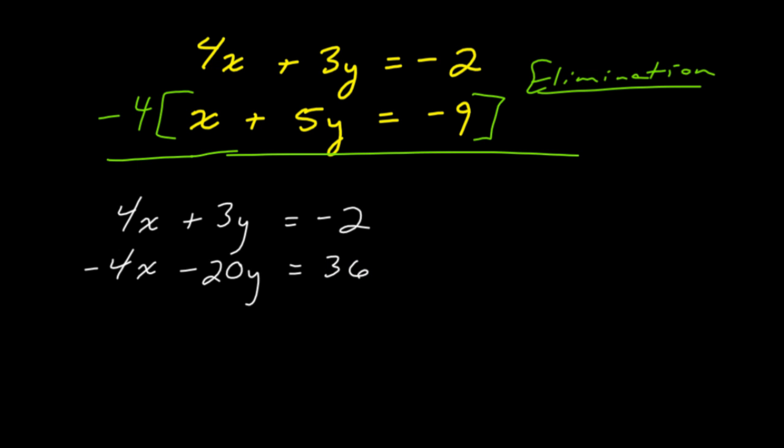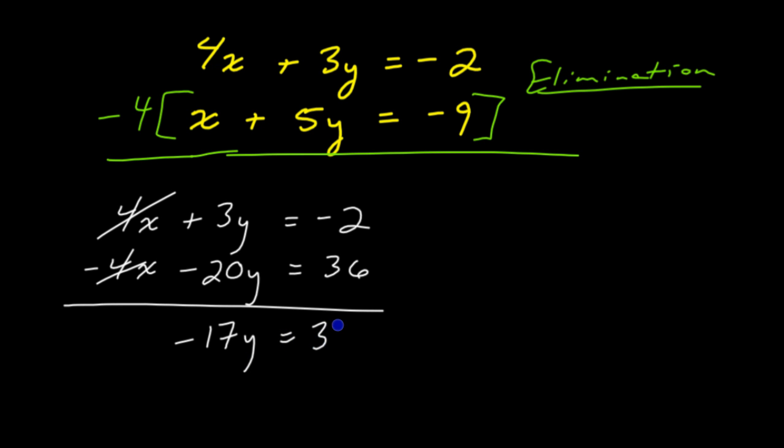Now we're going to use that elimination method because when I combine it, 4x and negative 4x drop the terms out and I don't have any x's left. 3y and negative 20y, combine those, I get negative 17y. And negative 2 and 36, combine those, I get positive 34. We're going to solve it from there. Because the x is eliminated, we just have a y value, and we're just focused on that last problem. Divide each side by negative 17, you get y equals negative 2.